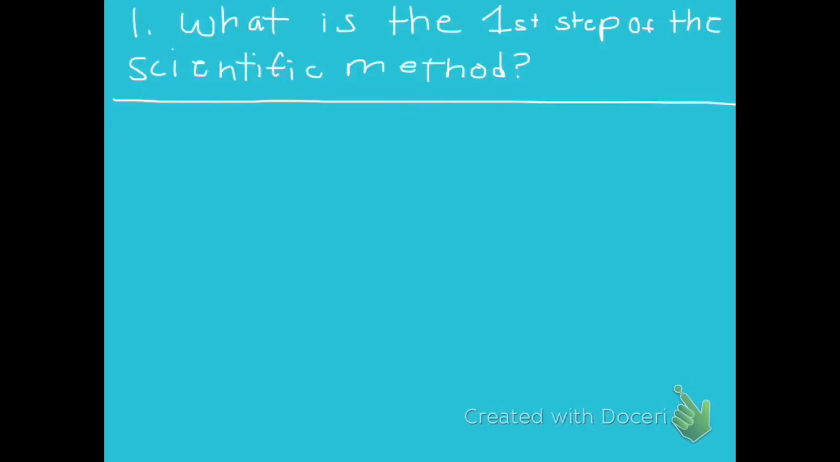Oh, and do not use Safari. Now, question 2. What is the second step of the scientific method? Write this answer down on the paper and remember, no looking on Safari. Now for question 3. What is the third step of the scientific method? Write that down on a piece of paper and don't look it up.